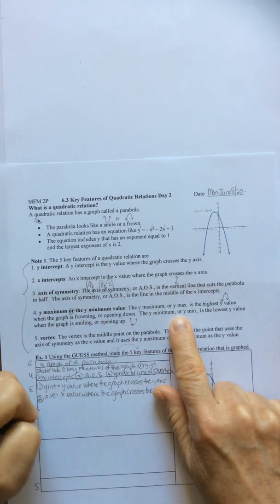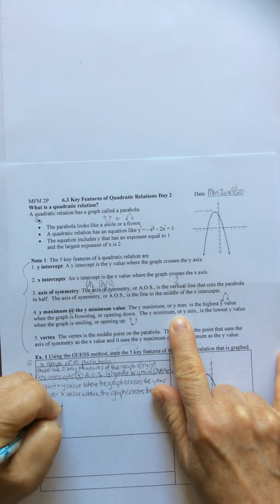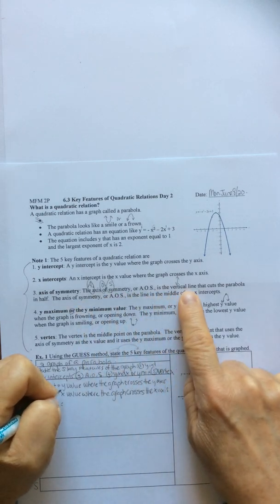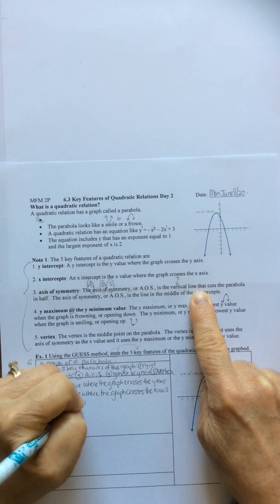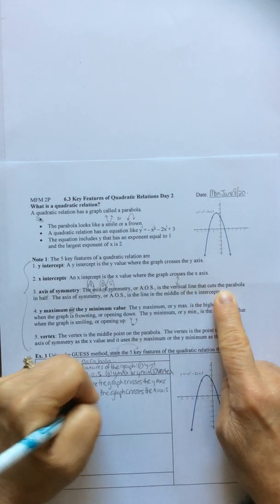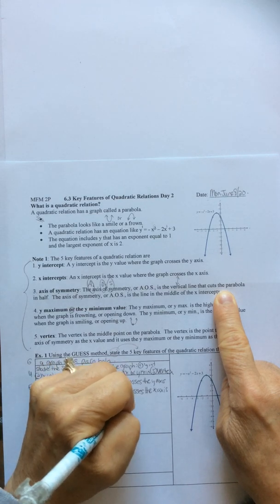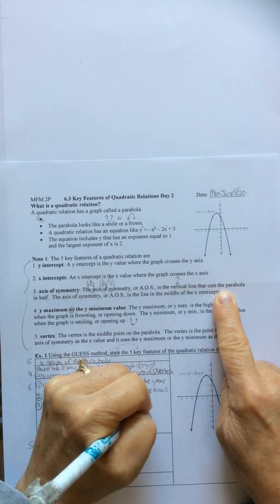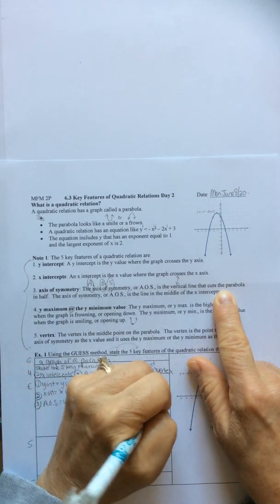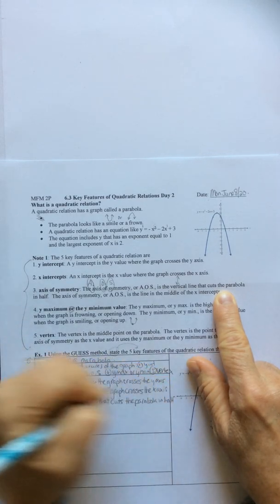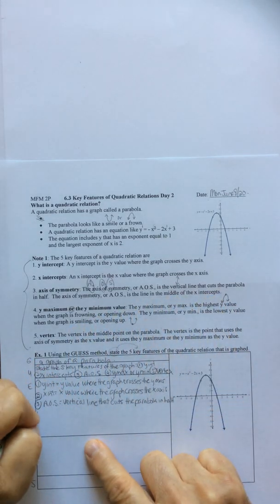Okay, number 3, axis of symmetry. It's the vertical line that cuts the parabola in half. It's in the middle of the x-intercepts.